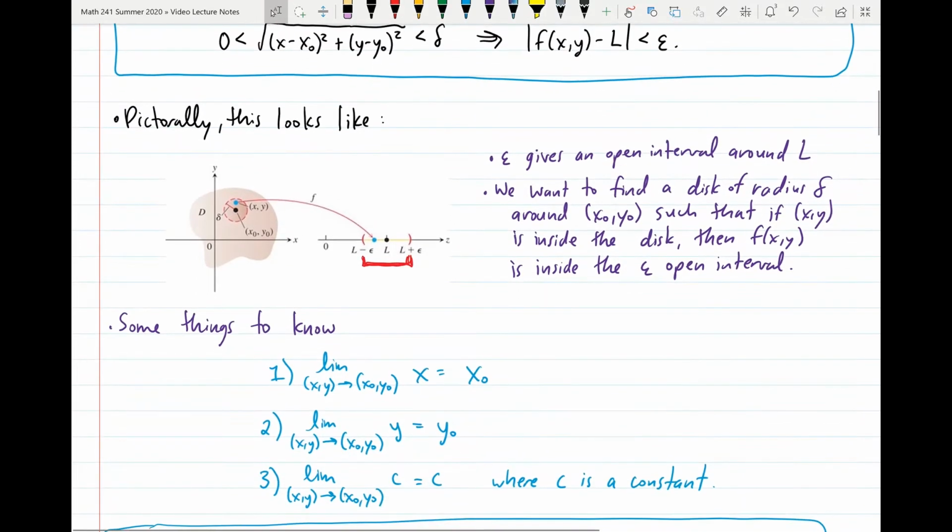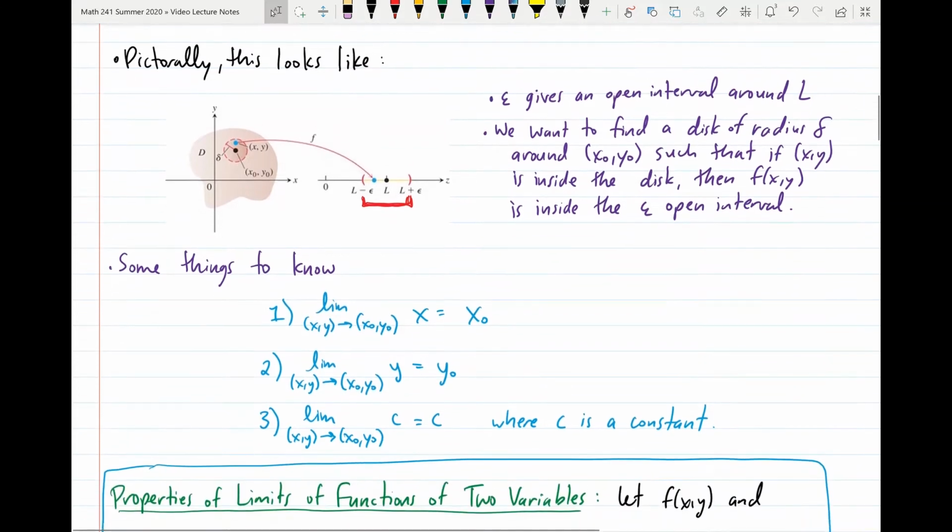So I think this is the most intuitive way to think about it. We're trying to find a space that is small enough around the point x naught y naught such that all of the points inside of that space map inside of the epsilon space on the real number line.